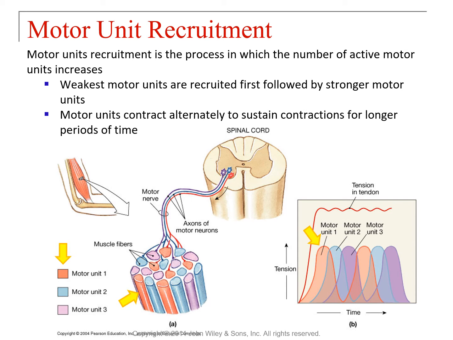Okay, so these are just arrows that are pointing out the different motor units. There's motor unit 1, there's motor unit 2, and there's motor unit 3. Sorry, I didn't show you the arrows beforehand.